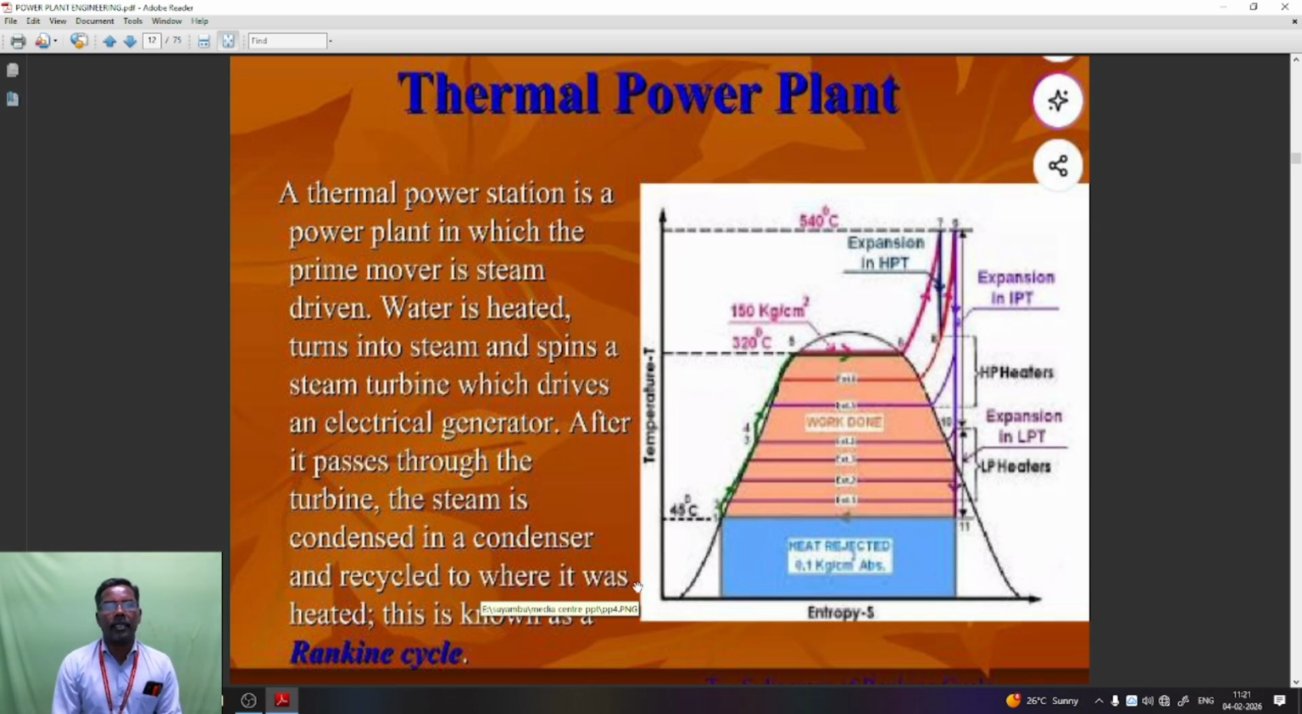Thermal power plant. A thermal power station is a power plant in which the prime mover is steam driven. Water is heated, turns into steam and spins a steam turbine which drives an electrical generator. After it passes through the turbine, the steam is condensed in a condenser and recycled to where it was heated. That is known as a Rankine cycle.